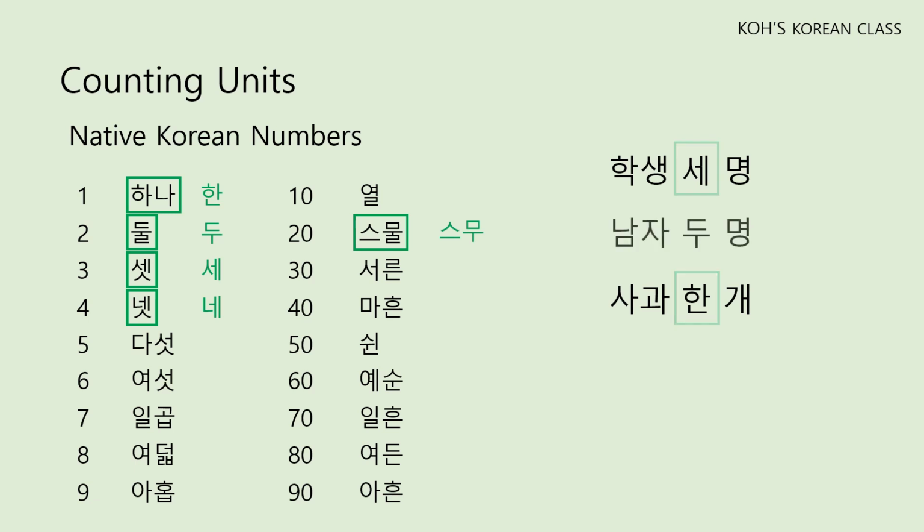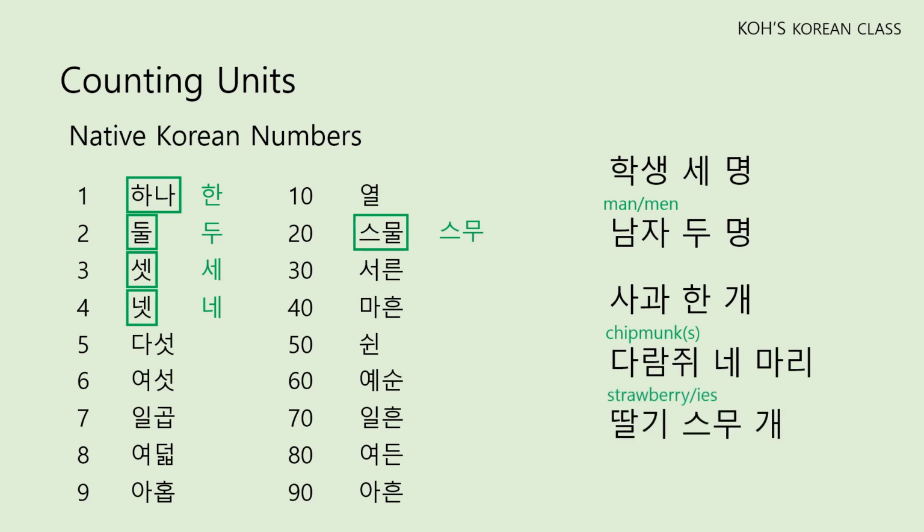Like 남자 2명, 다람쥐 4마리, 딸기 20개. The numbers have lost their last sound when followed by counting units. Except for them, all the other numbers preserve their old sound wherever they are placed.